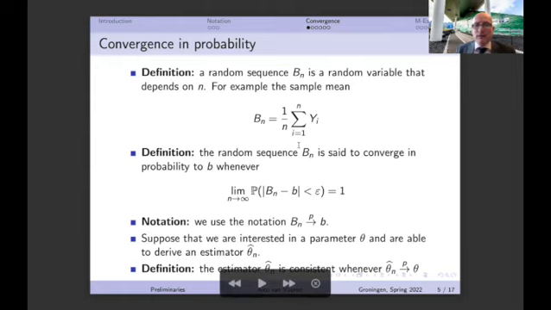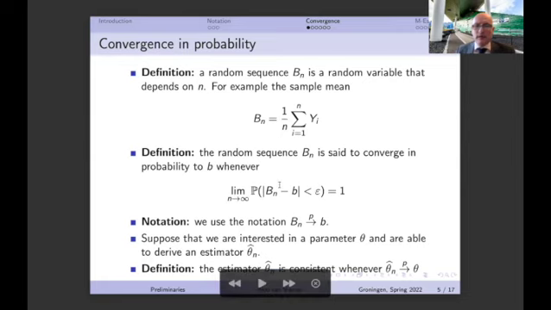The random sequence Bn is said to converge in probability to B whenever the limit of n going to infinity of this probability, that |Bn minus B| is smaller than epsilon, is going to be equal to 1. This is the definition of convergence in probability.